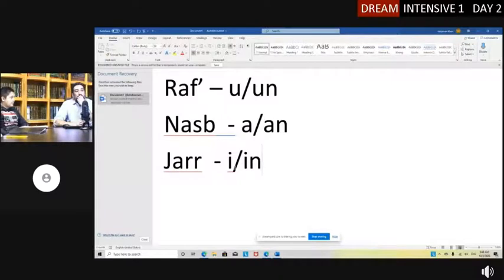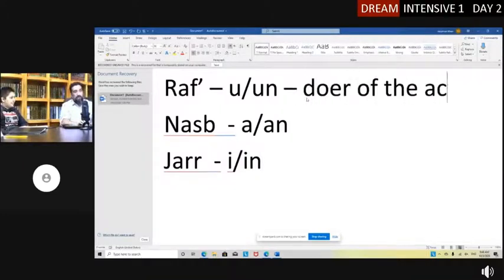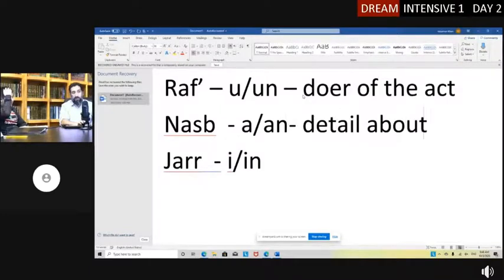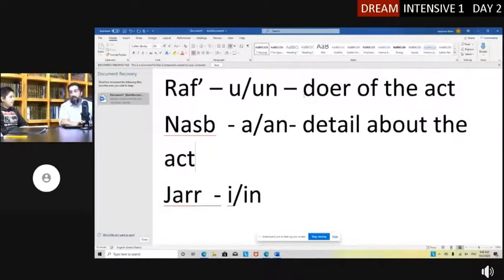But what does rafa' even mean? Okay, it's the doer of the act. Excellent. I remember that. It just came to me. Doer of the act. And what do you think, Mariam? What's nasab? A detail. Detail about the act. Yeah. And what's the other word for act? Action. In the Arabic word.